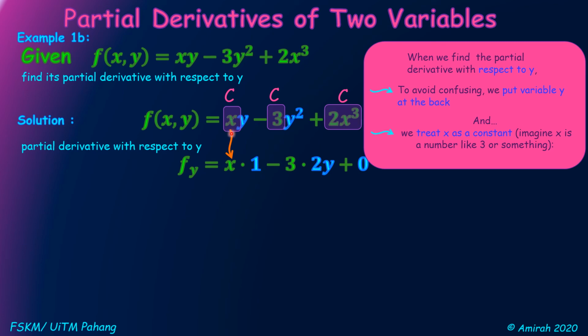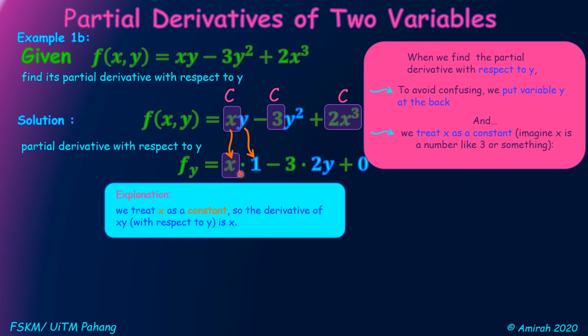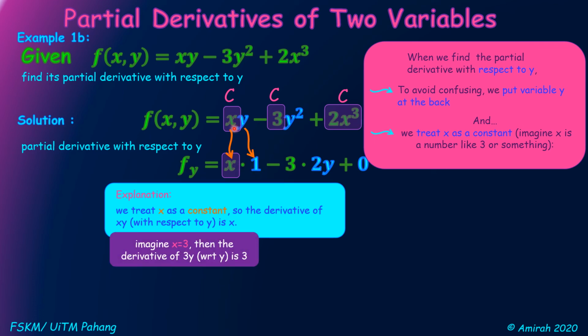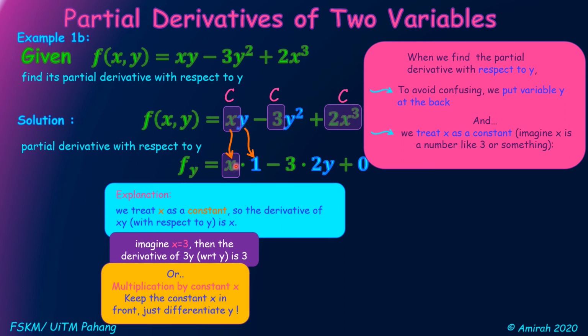Since we treat x as a constant, we still have x here and then we differentiate y. So it becomes 1. We treat x as a constant, so the derivative of xy with respect to y is x. Or we just imagine x equals 3. Then the derivative of 3y with respect to y equals 3. Or, multiplication by constant x: we keep the constant x in front and then we differentiate y. When we differentiate y, it equals 1.